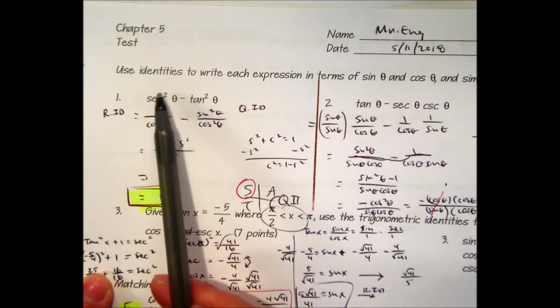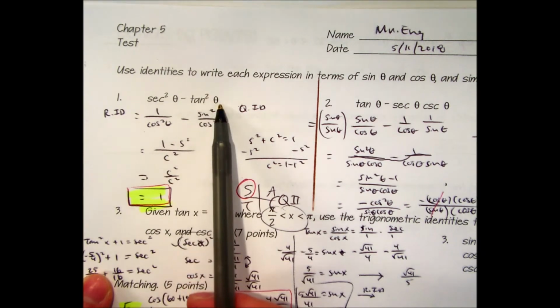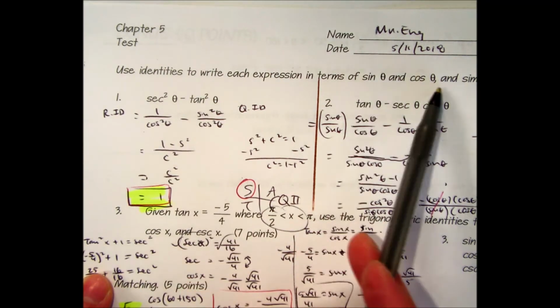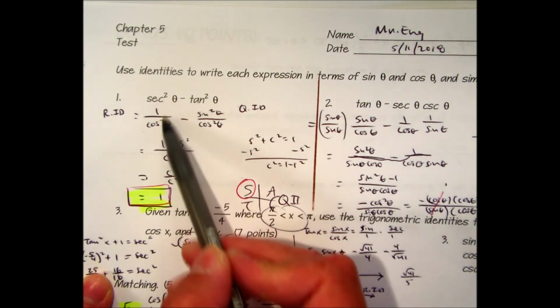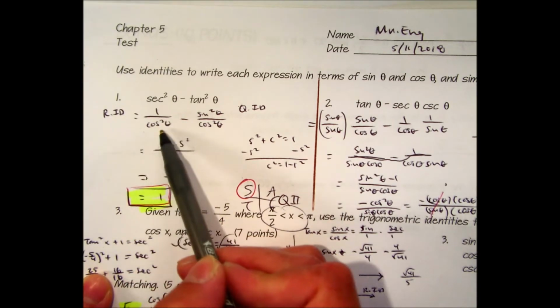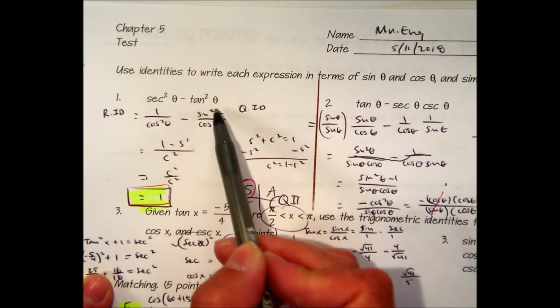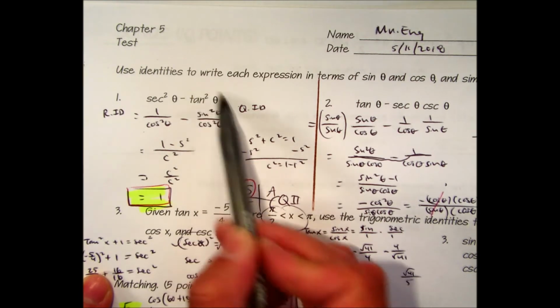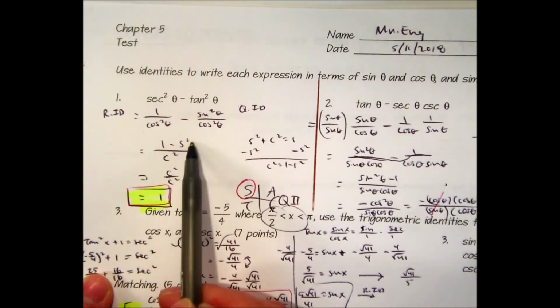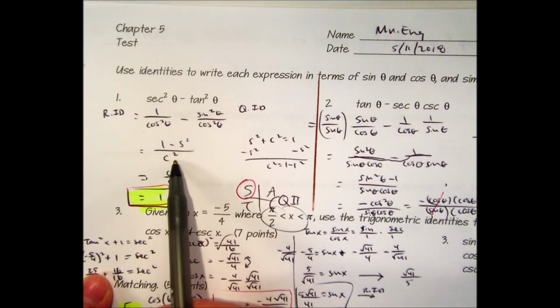Question number 1, secant squared theta minus tangent squared theta. So it tells us, turn them into sine and cosines. So this becomes the reciprocal identity, 1 over cosine squared theta minus sine squared theta over cosine squared theta. This is the quotient identity. Common denominator, so now I have 1 minus sine squared theta over cosine squared theta.